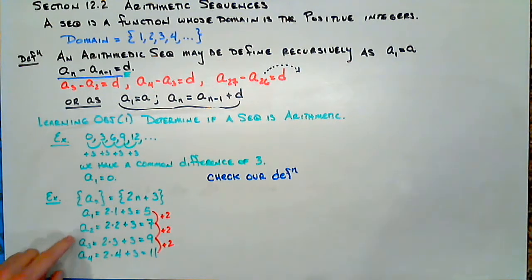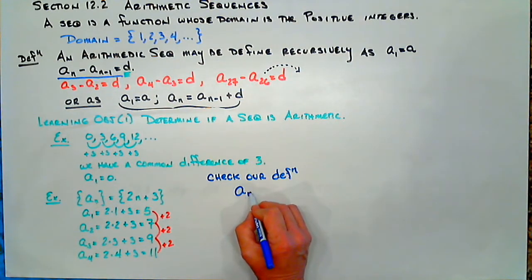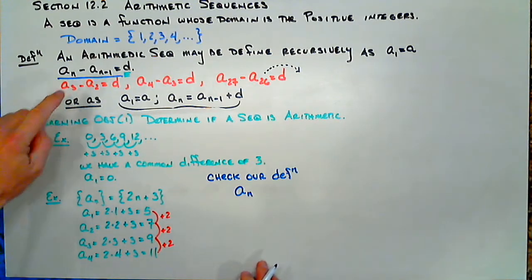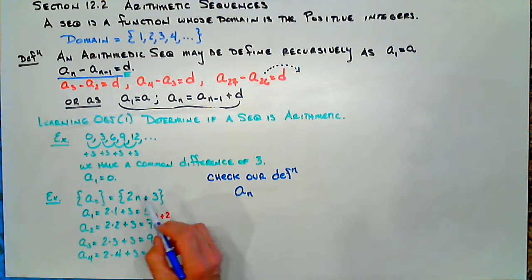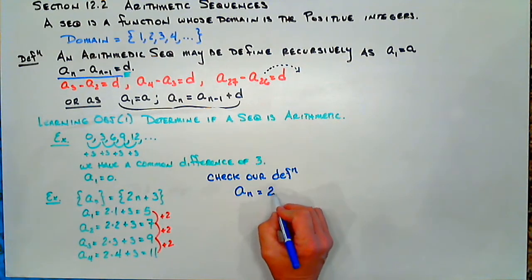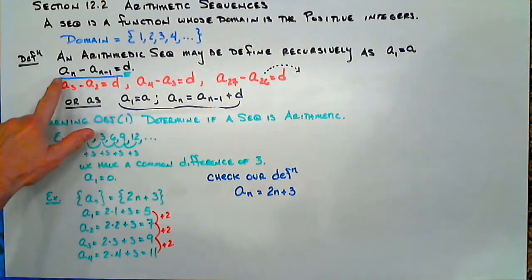We can't just write down 4 terms and say it works for every number. Every positive integer, we plug in 1, 2, 3, 4. There's still an awful lot of positive integers available, so we need to check our definition. Now, what are we going to do? We're going to write down the nth term. That's what our definition asks for. Now, we know what the nth term is. We have an n here, so it's going to be 2n plus 3. So we've written the nth term.